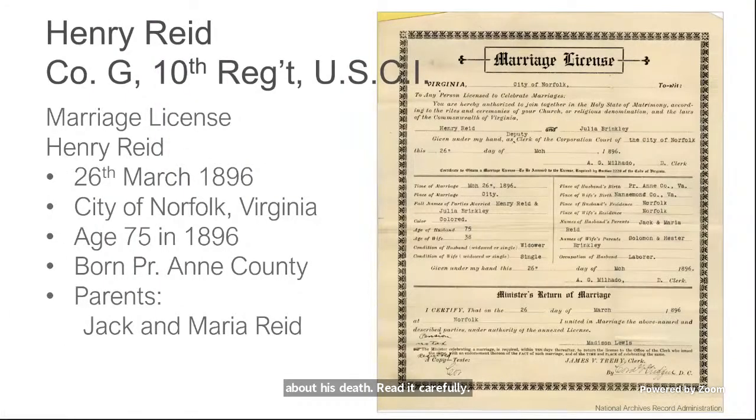Also in his packet is his marriage license. Wow, what a find. So Henry Reid was married on the 26th of March, 1896 in Norfolk, and he was 75, and he states that he's born in Prince Anne County, and it states his parents. So when do you ever get a document of someone born around 1822 that names their parents? This is really awesome. So what a great find in a military packet.